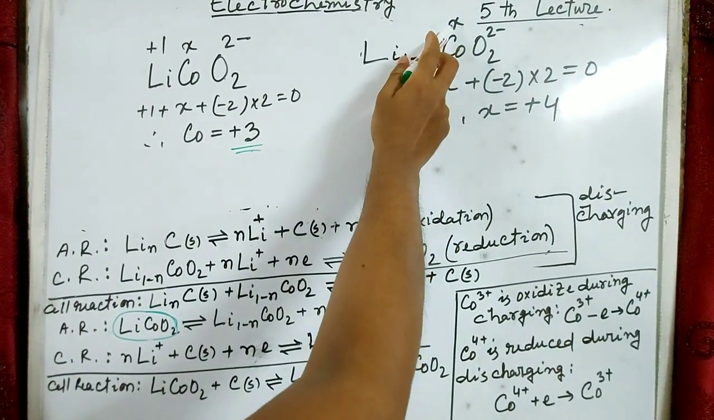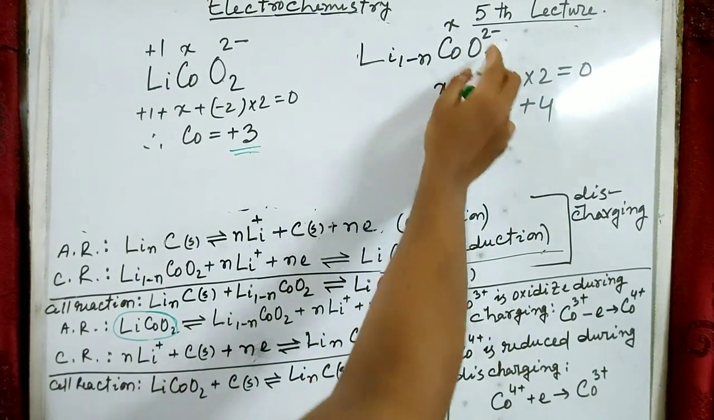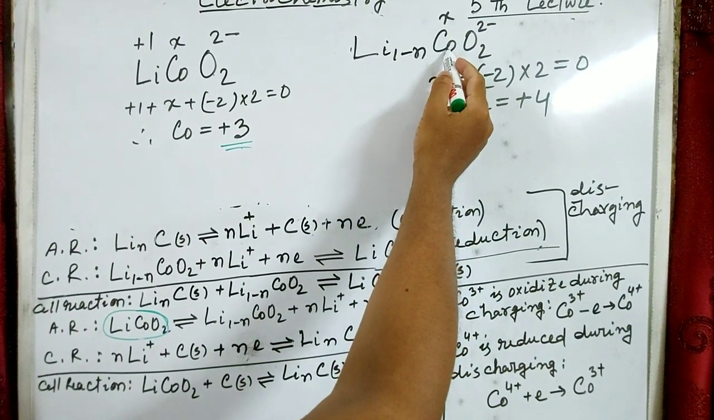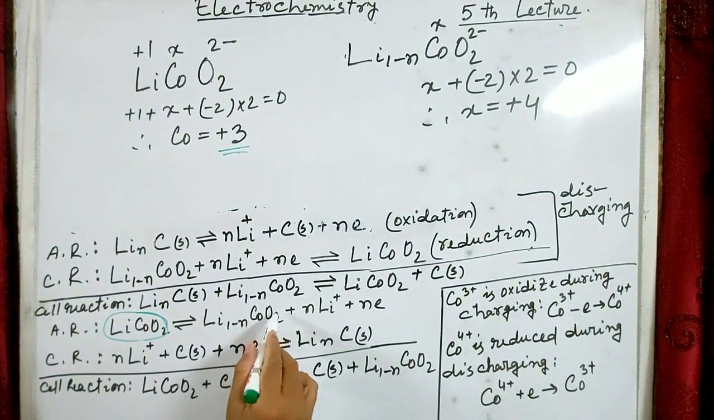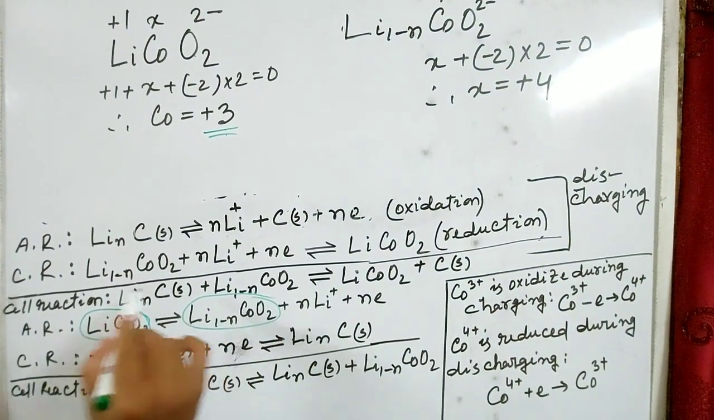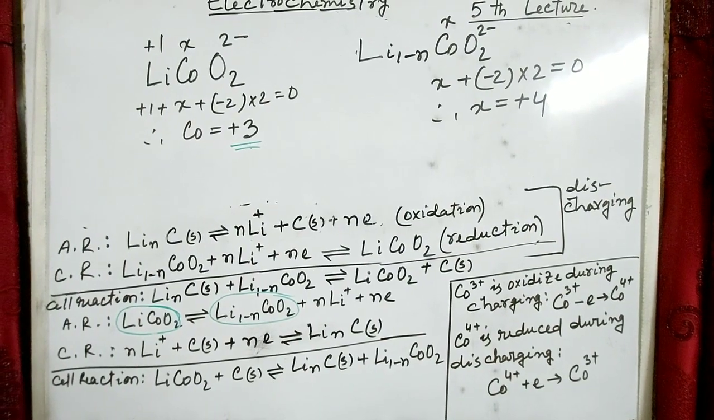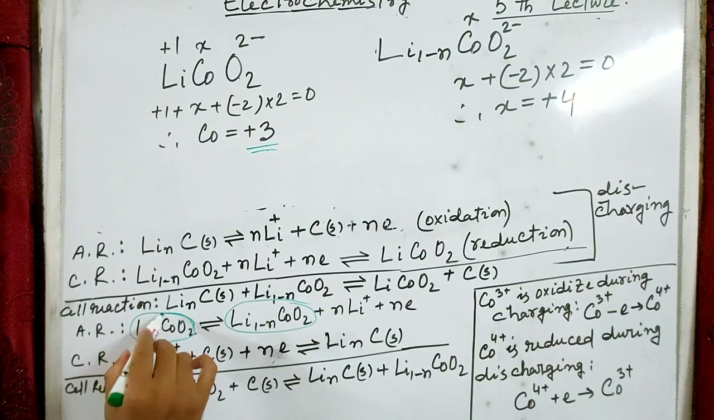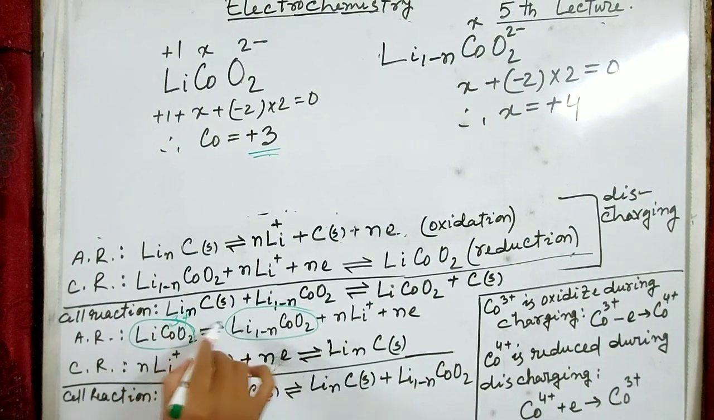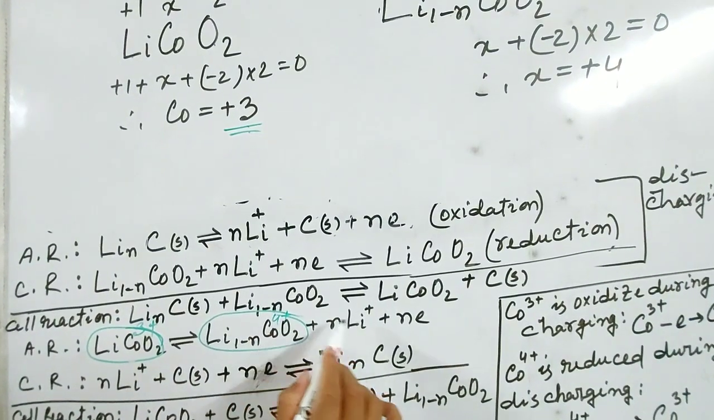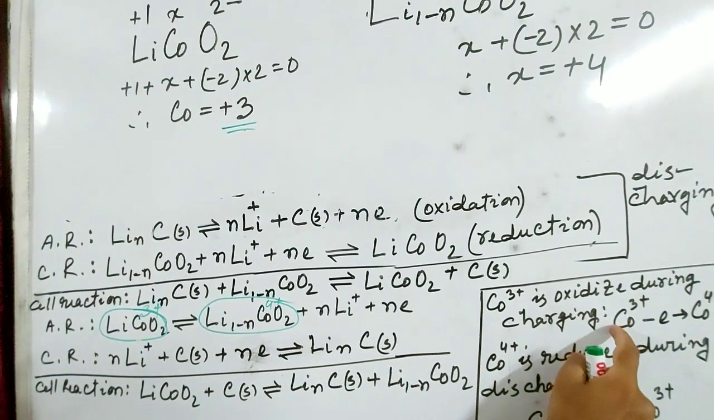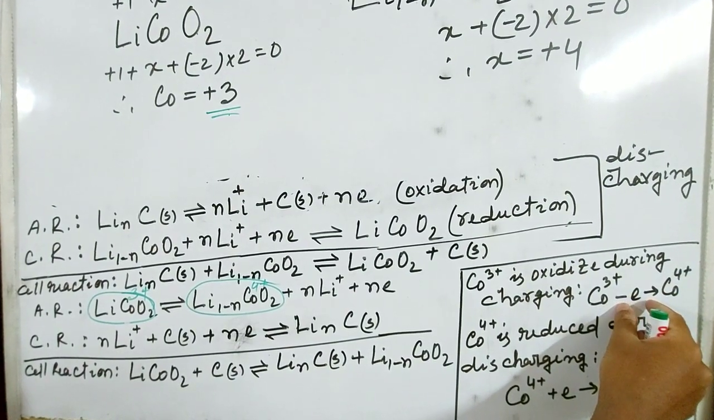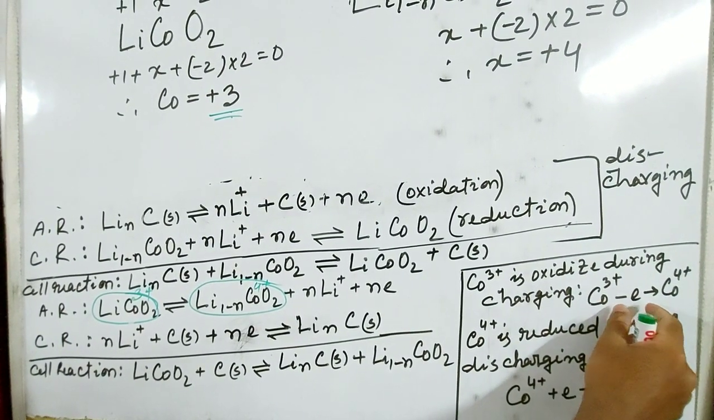So let the oxidation number of cobalt be X and oxygen is minus 2. So the oxidation number or charge number of cobalt is plus 4 in this compound. So I can say during the charging process, cobalt 3 plus converts into cobalt 4 plus through releasing an electron.